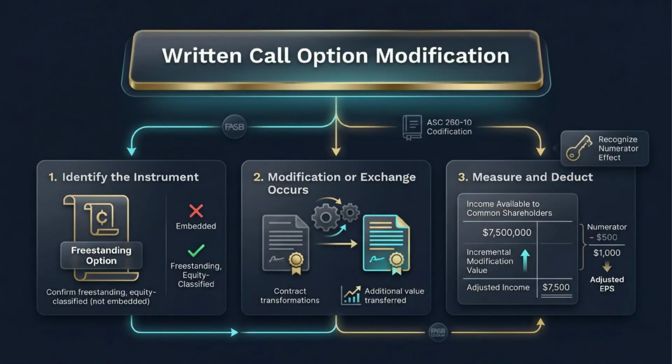Certain written call option modifications can also affect basic EPS. If an issuer modifies or exchanges a freestanding equity classified written call option, such as certain warrants, and the modification transfers additional value to the holder, the effect may reduce income available to common shareholders. Keep the level practical. You are usually not asked to compute the fair value change from scratch. The tested point is that this is generally a numerator effect, not a denominator effect.